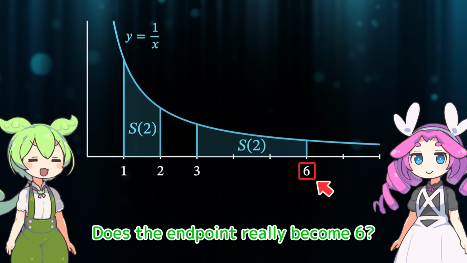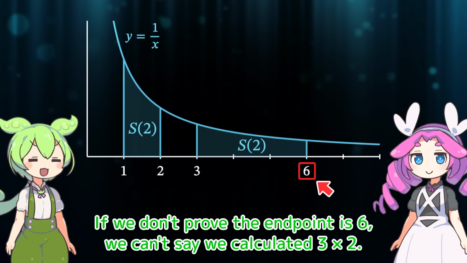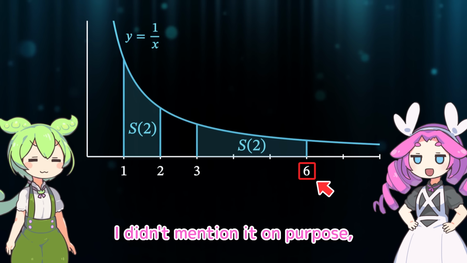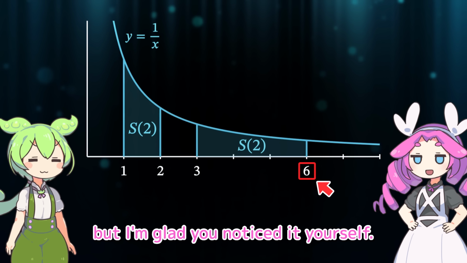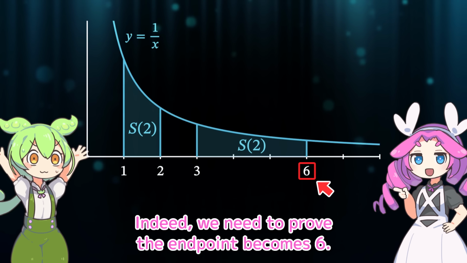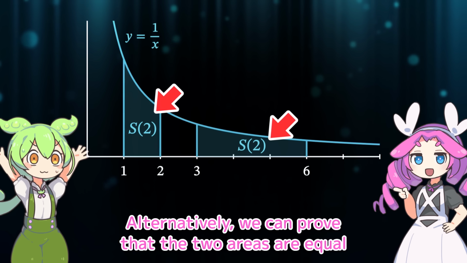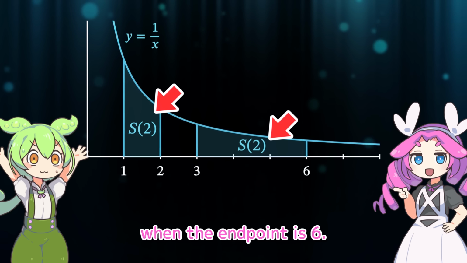Does the endpoint really become 6? If we don't prove the endpoint is 6, we can't say we calculated 3 times 2. I didn't mention it on purpose, but I'm glad you noticed it yourself. Indeed, we need to prove the endpoint becomes 6. Alternatively, we can prove that the two areas are equal when the endpoint is 6.